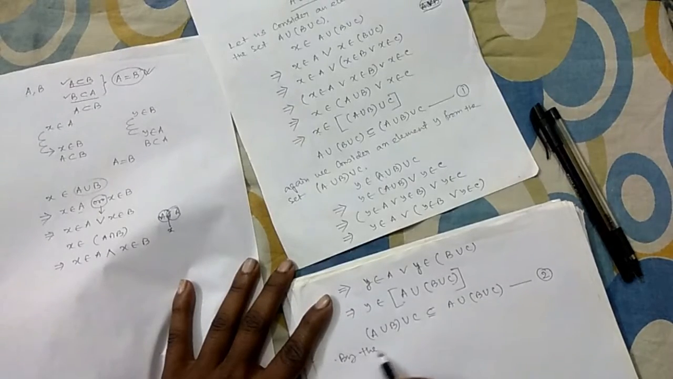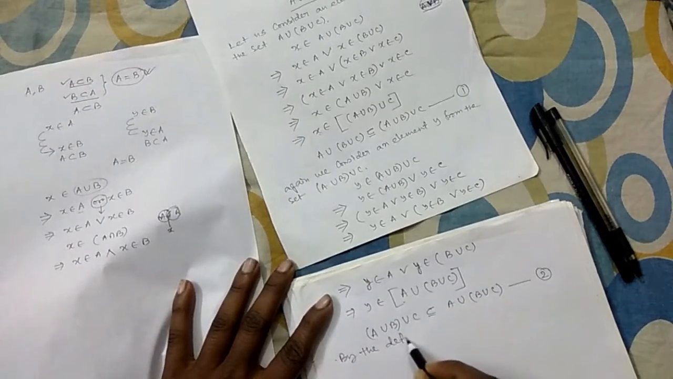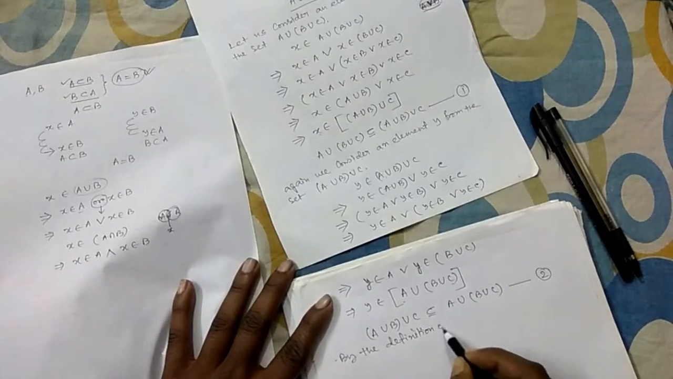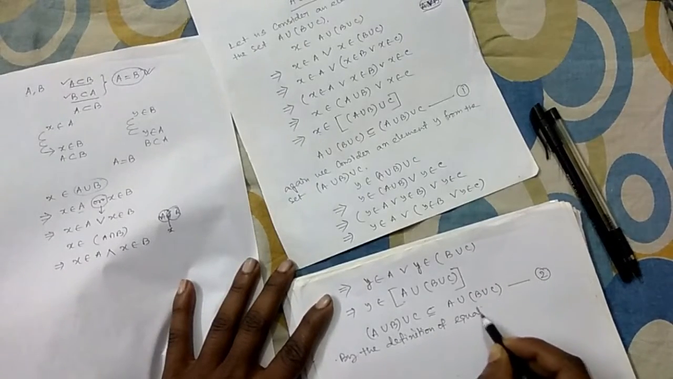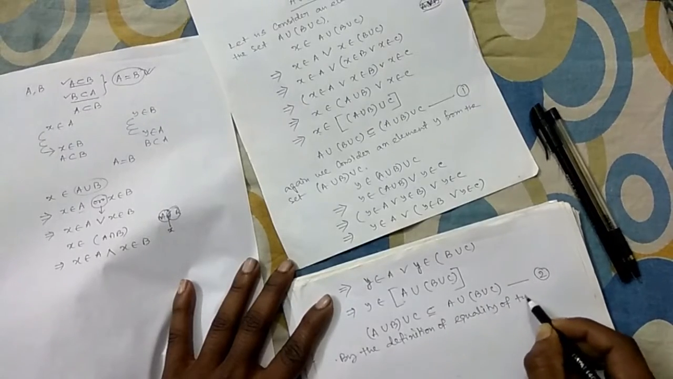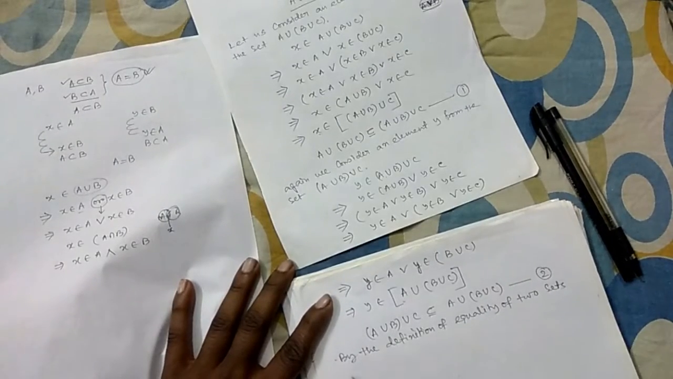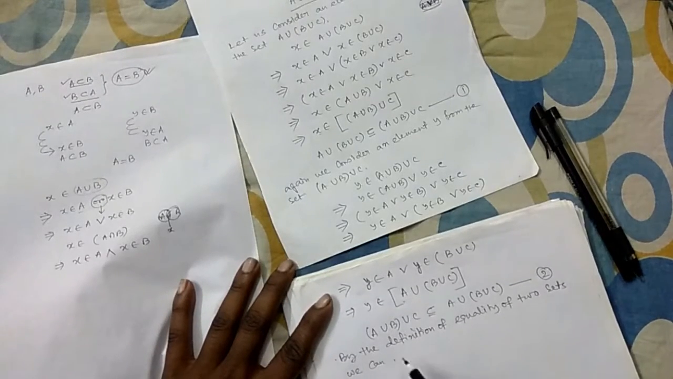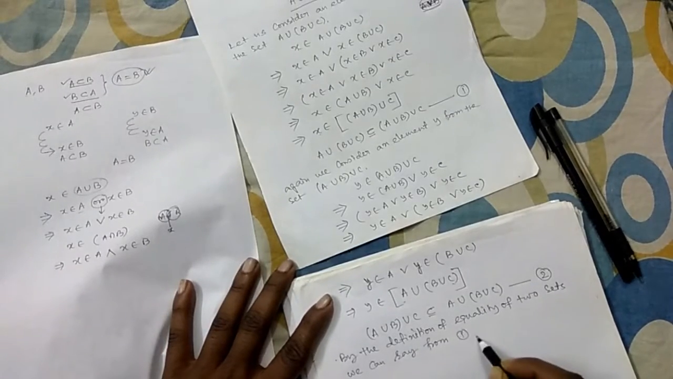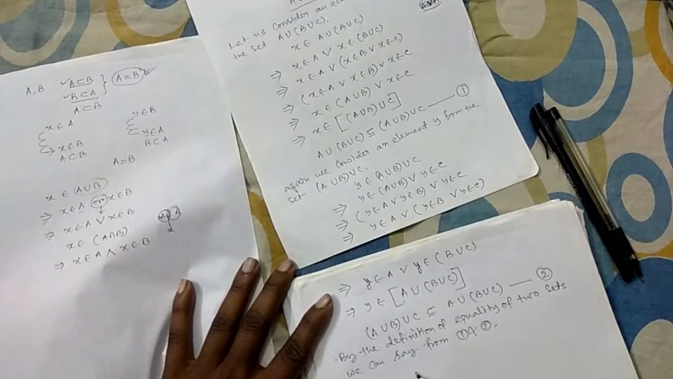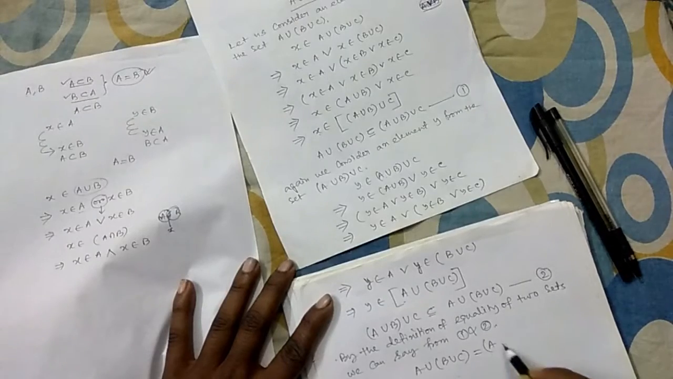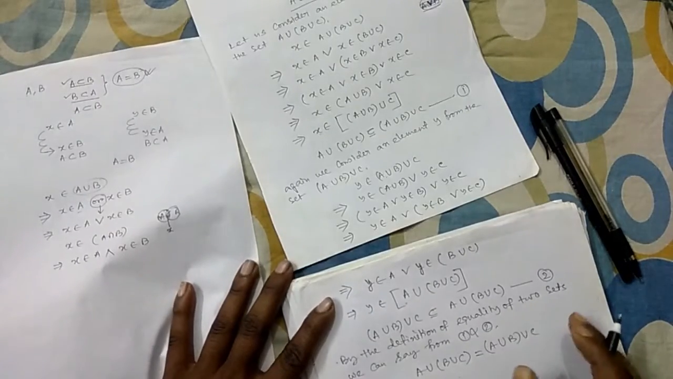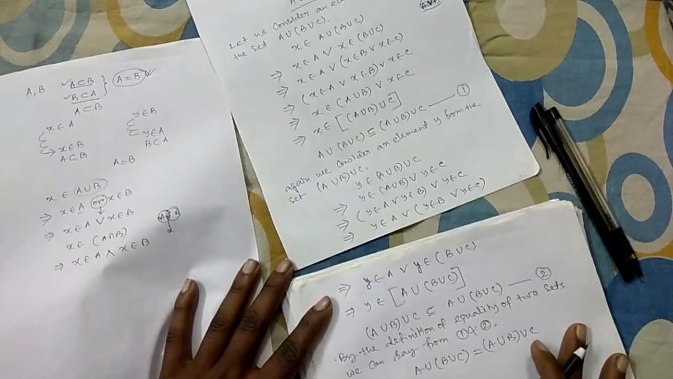By the definition of equality of two sets, we can say from 1 and 2, A union B union C equals A union B union C. I hope you have understood it.